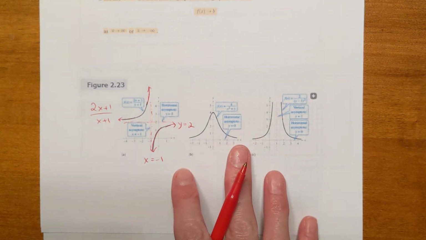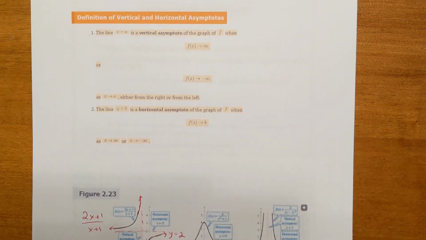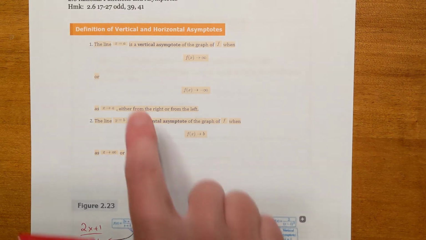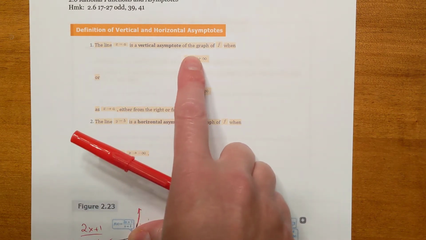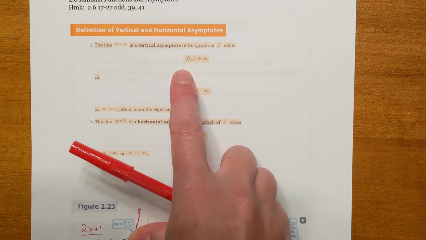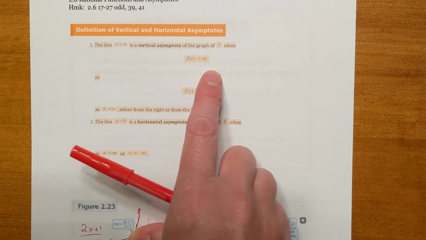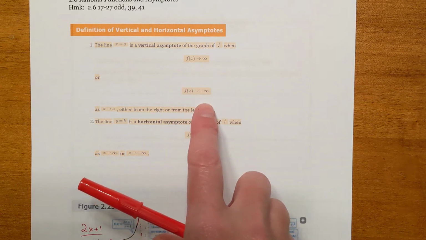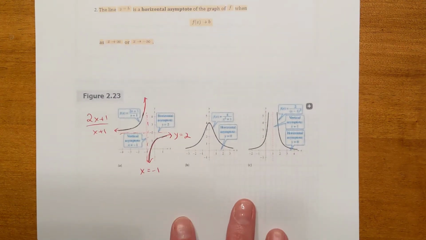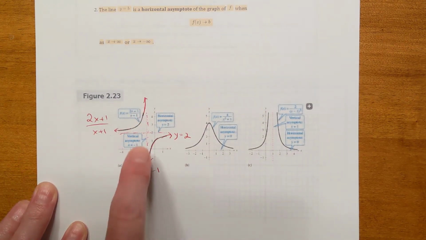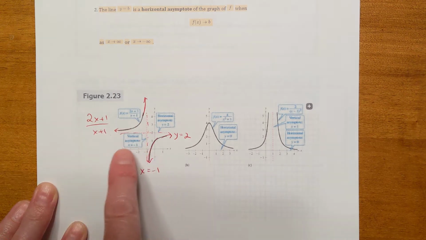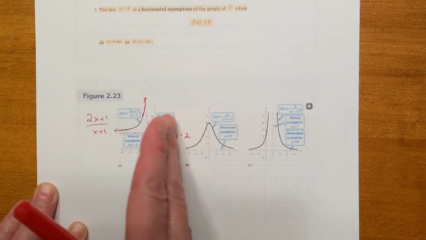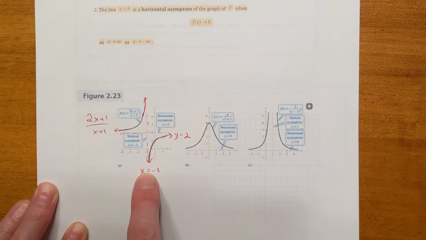So that's what the definition is up here of it. It talks about infinity. A line x equals a is a vertical asymptote of the graph of f when f of x, or y, approaches infinity, positive or negative. And down here, that's what's happening for the vertical asymptote. It's approaching from the left, it's approaching positive infinity, and coming in from the right, it's going down to negative infinity.